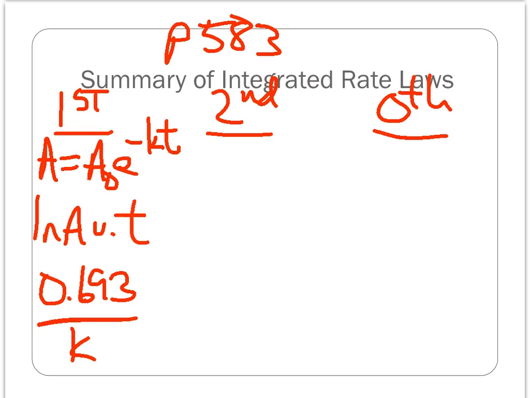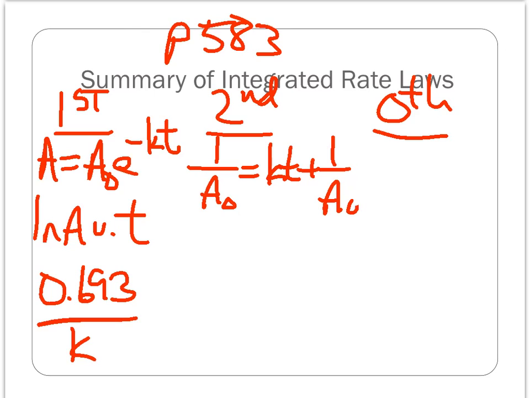For second order, we're going to have 1 over A is going to be equal to kt plus 1 over A0. Sorry, that first A0 there shouldn't be there. That's 1 over A. Our straight line relationship is 1 over A versus time. And then the half-life for second order is 1 over k A0.